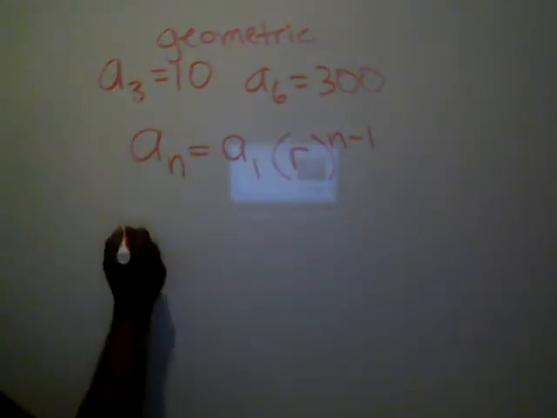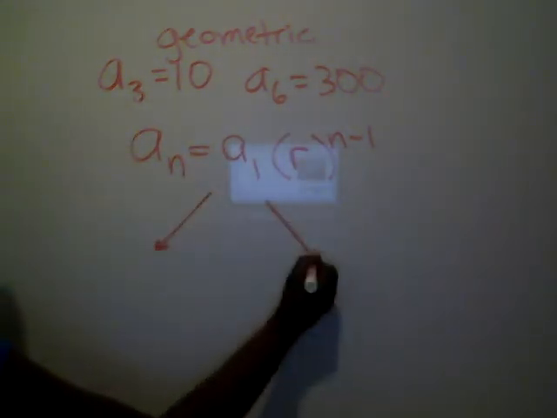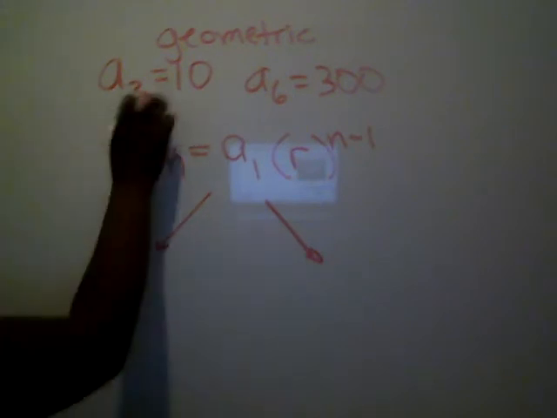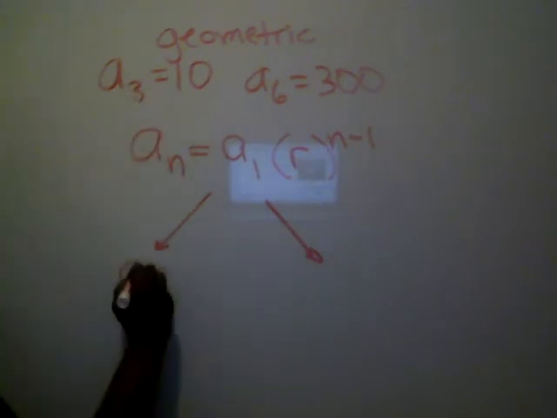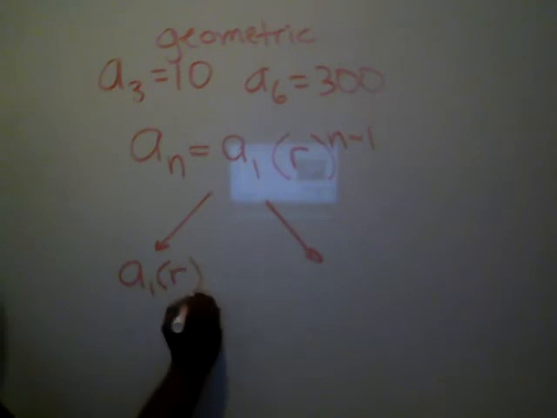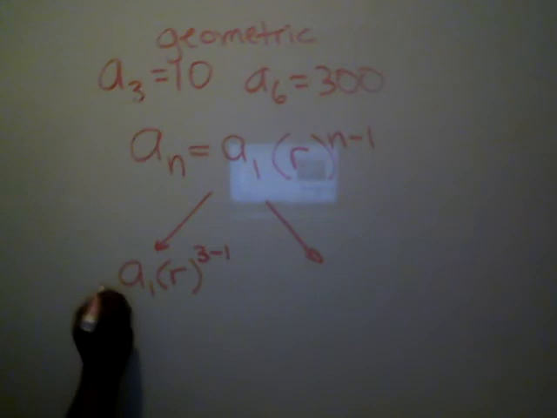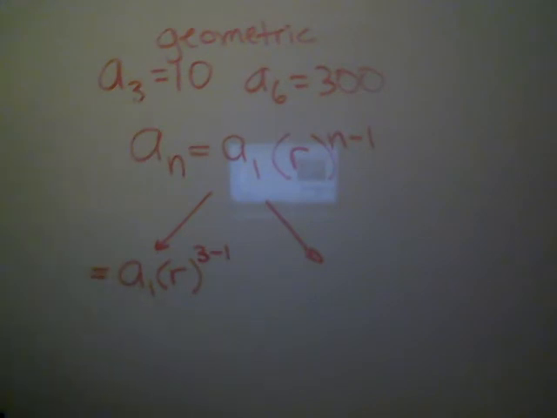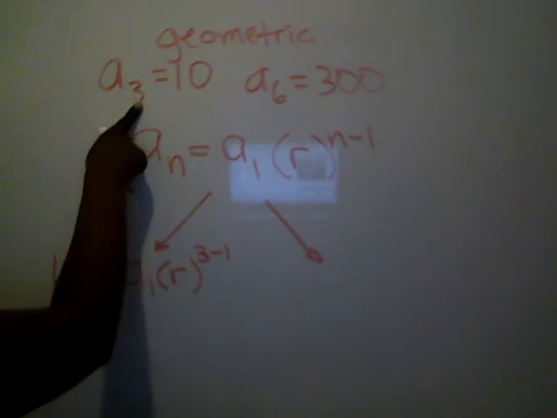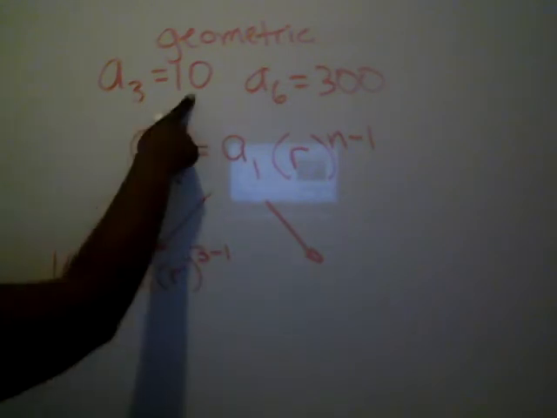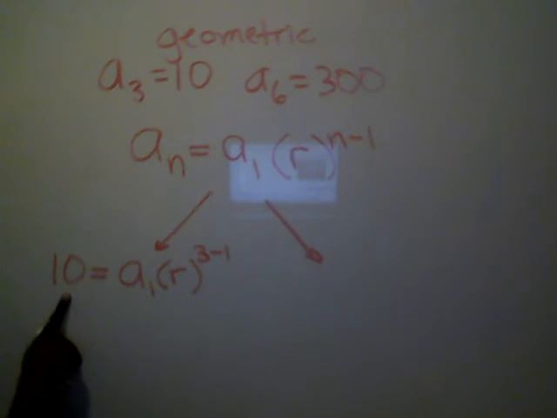So we'll have two separate equations. For this one, we don't know the first term, we still don't know r, but we know that this was the third term, so n was 3. And somehow all of this equaled 10. So I plugged in, this is like our x, I plugged that in for n. This is like our y, I plugged that in for what this whole equation was equal to.